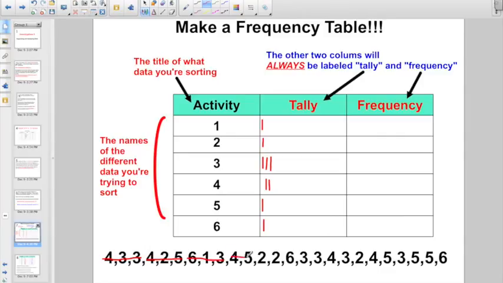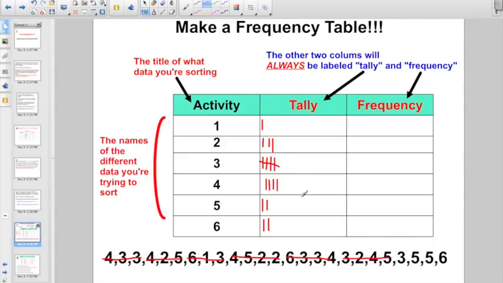Now I have 4, 5, 2, 2. I'm going to go a little bit faster. 4, 5, 2, 2, 6, 3, 3, 4, 6, 3. Uh-oh, one more 3. Remember when we're at 5, we tally them. And then one more in the 4 column.